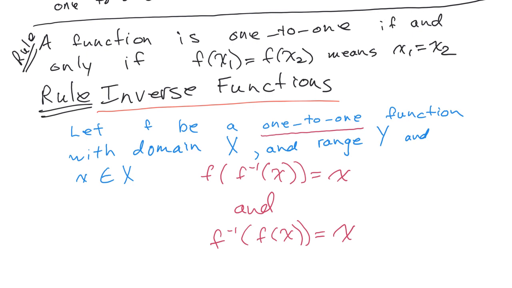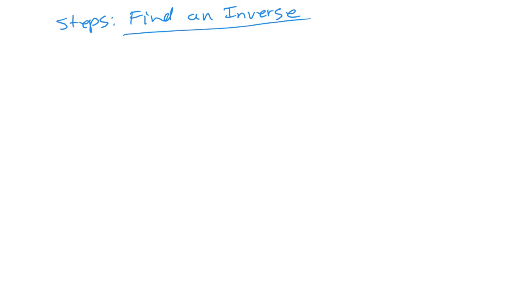So if a function is one-to-one, like I talked to you about up above, then we can actually do this. It's amazing. All right. So now let's go and find an inverse of a basic function. I'll show you how to do that. So here are the steps to find an inverse. Okay, I'm going to do it.